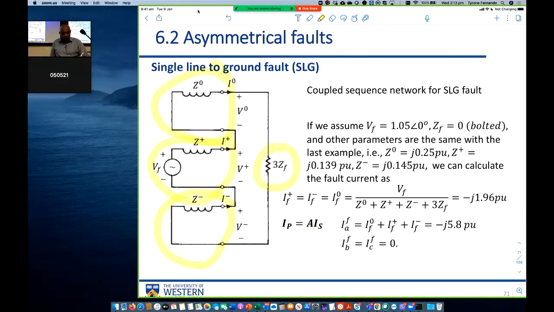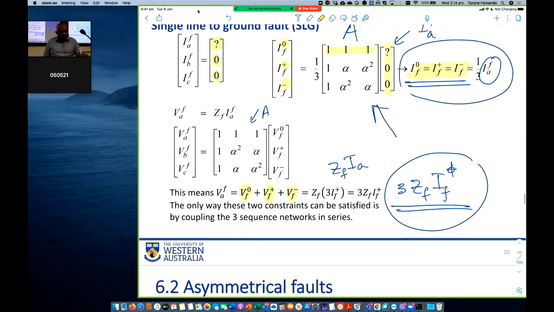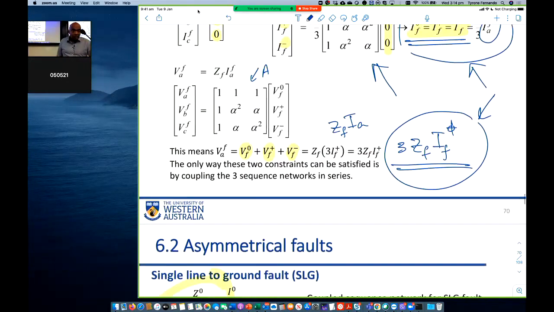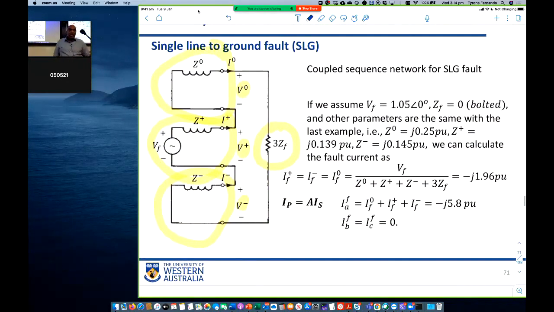So the voltage drop across the impedance 3 times ZF, with V0, V positive, and V negative, has to be 3 times ZF times the sequence current that flows through it. So in order to satisfy these two equations that we've just derived, the sequence currents are the same, and the sum of the sequence voltages is 3 times ZF times the sequence current, whether zero, positive or negative. The circuit has to be connected in this way.